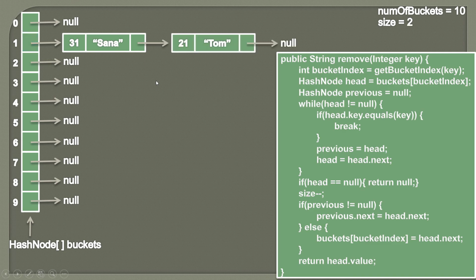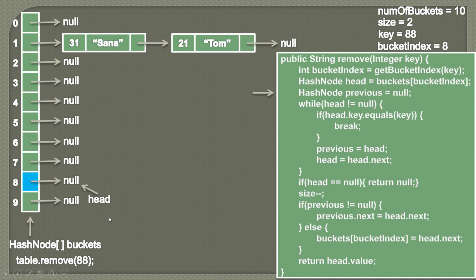So friends, one last use case is where we want to remove a key which is not there in this hash table. So we'll calculate the bucket index. 88 divided by 10 will give remainder 8. So the bucket index is 8. We access the hash node at this index. Here it is pointing to null, which means head will point to null.